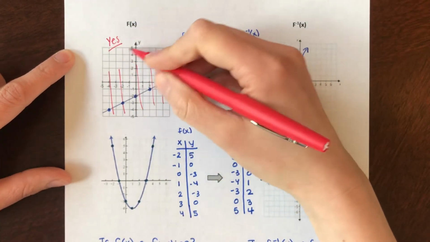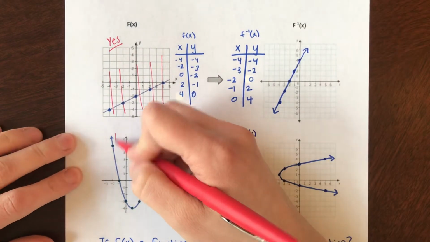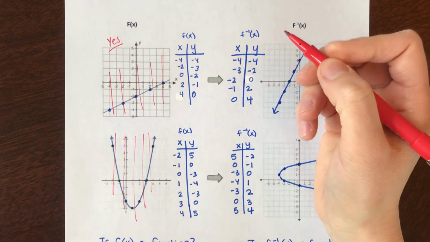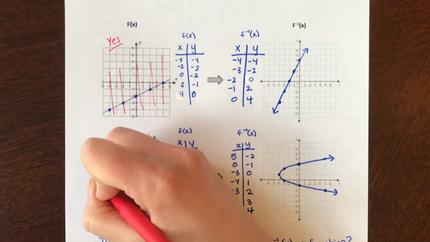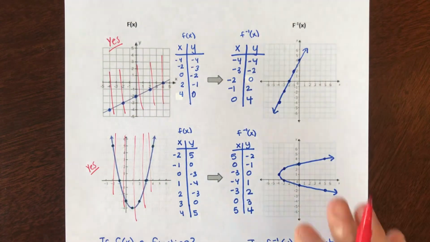So my first graph is a function. And in my second graph, if I also use the vertical line test, yeah, that also passes the vertical line test. All right, so both of these original f of x graphs were functions.